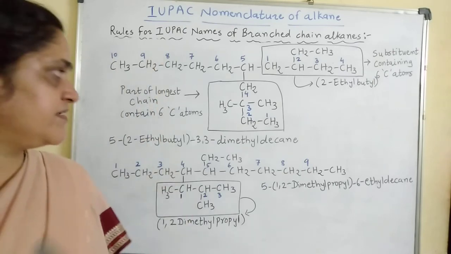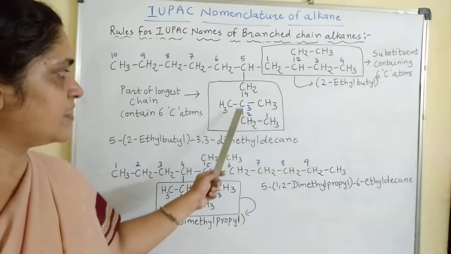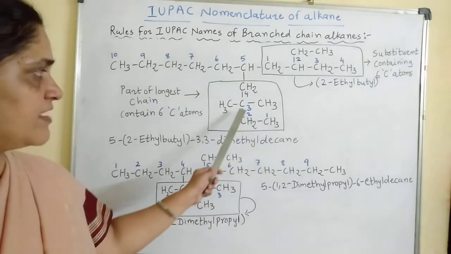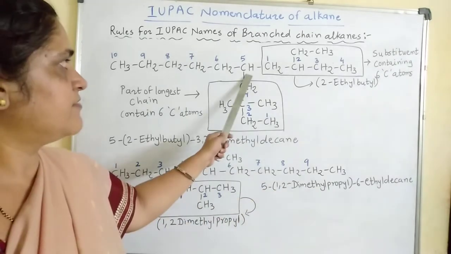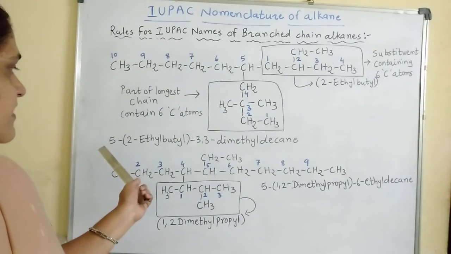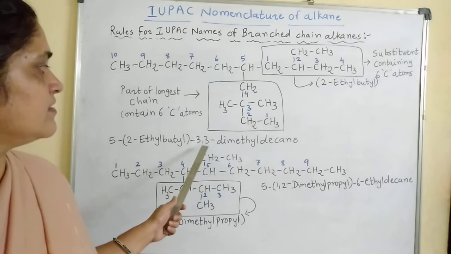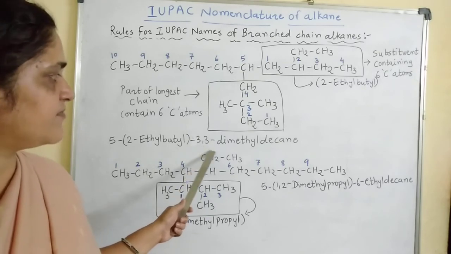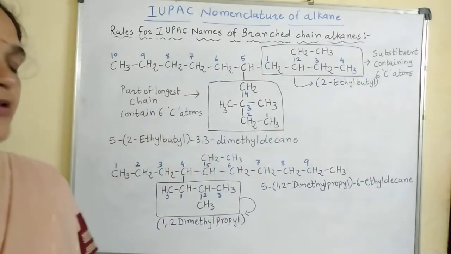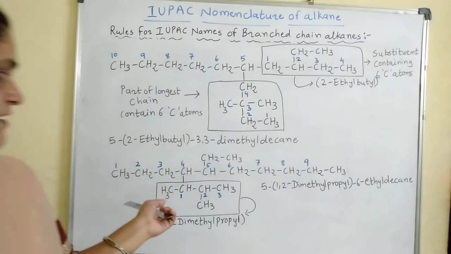So the parent hydrocarbon is decane. In that you will find that carbon number 3 is carrying 2 methyl groups. So it is 3,3-dimethyl. This way we are going to mention it in the name. And carbon number 5 is carrying this 2-ethyl butyl complex substituent. So the name is started in this way. 5, 2-ethyl butyl in the bracket, complete name, then hyphen 3,3 hyphen dimethyl decane. This is the complete name of this compound carrying a complex substituent. Now we are taking another example.